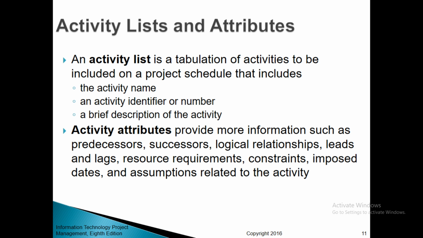Ito namang activity attributes is they are like extra details about each task on your checklist. They provide more information about how tasks relate to each other. Predecessors and successors, any logical connection between tasks, timing constraints, leads and lags, what resources are needed, any specific dates tasks must be completed by, and any assumptions made about the task.